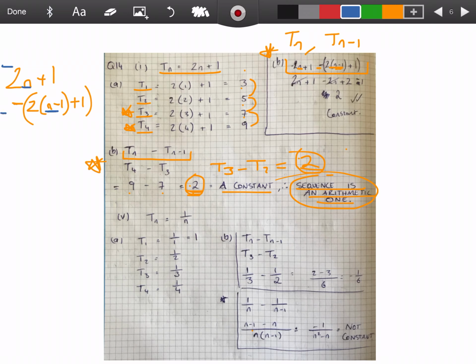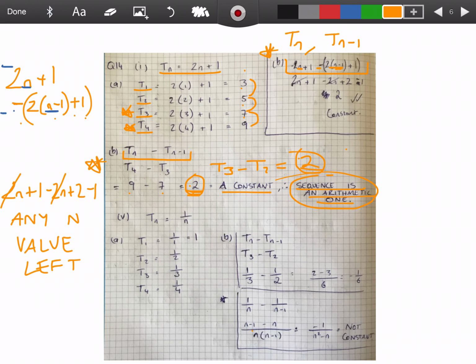I've done it for you. I've got 2n plus 1 minus 2n plus 2 minus 1. So when I multiply all that out and get rid of all those brackets, I end up with that. The 2n and the minus 2n cancel, and that's the most important part, because if there's any n value left, that shows me that it's not a constant, not equal to a constant difference, okay?